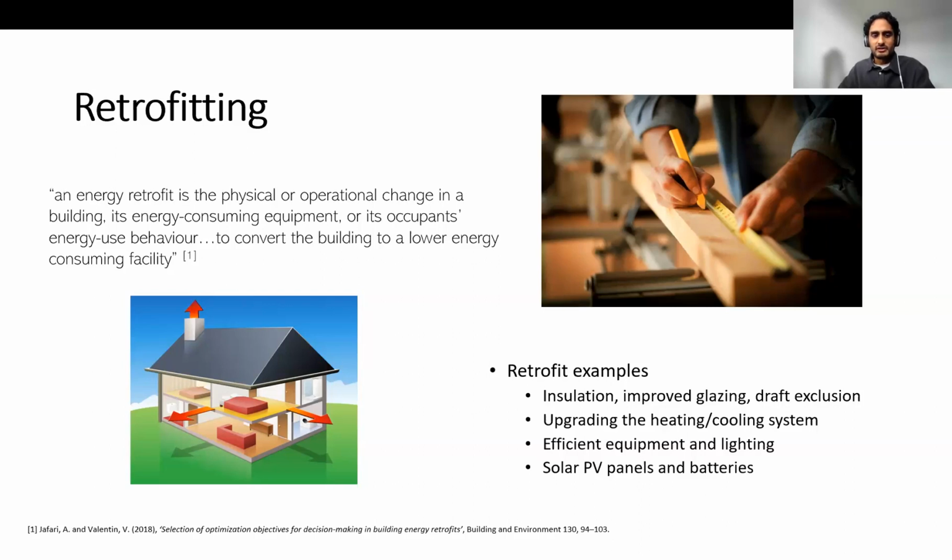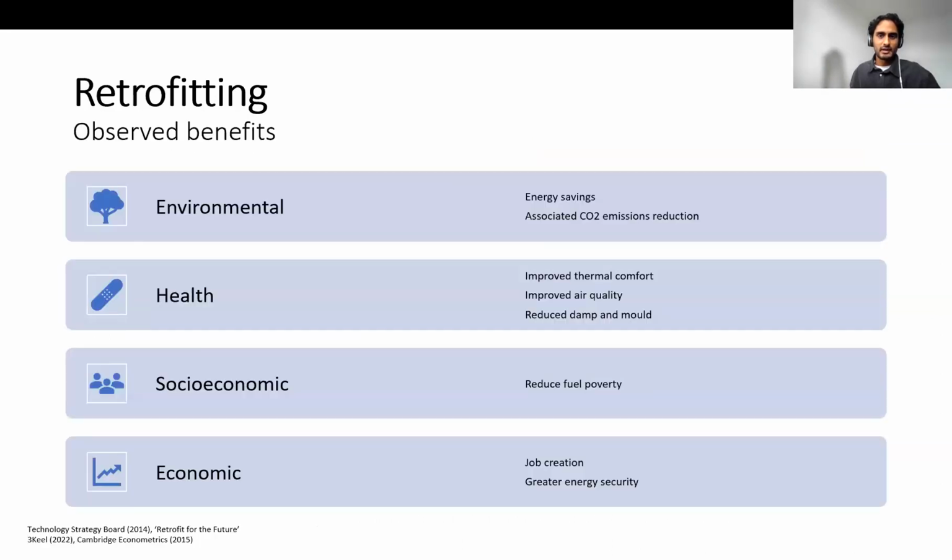And finally, we can consider renewable energy technology on site, the most common of which is applying solar panels to the roofs and sometimes accompanying these with batteries to store the electricity that is generated on site. And the choice of retrofit depends on a number of factors, which we'll see slightly later. But there have been a number of observed benefits related to retrofitting as well.